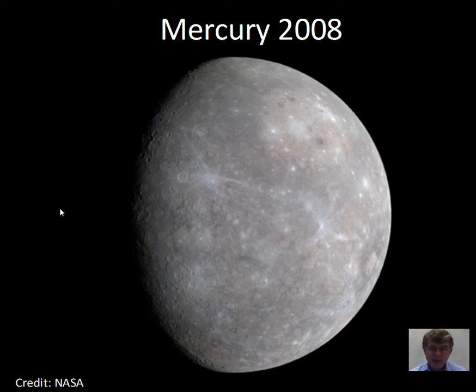I want to talk about this 2008 picture. This is the Messenger spacecraft that flew by Mercury in 2008. Its goal was to orbit. Why didn't it orbit the first time it passed? Why did the orbiting wait till 2011?